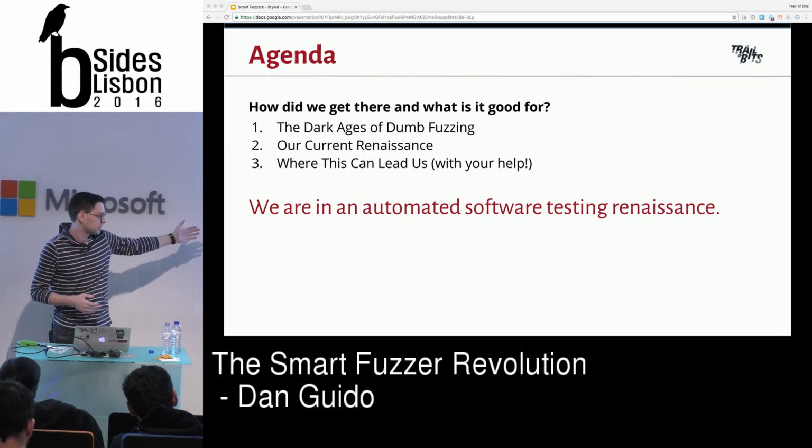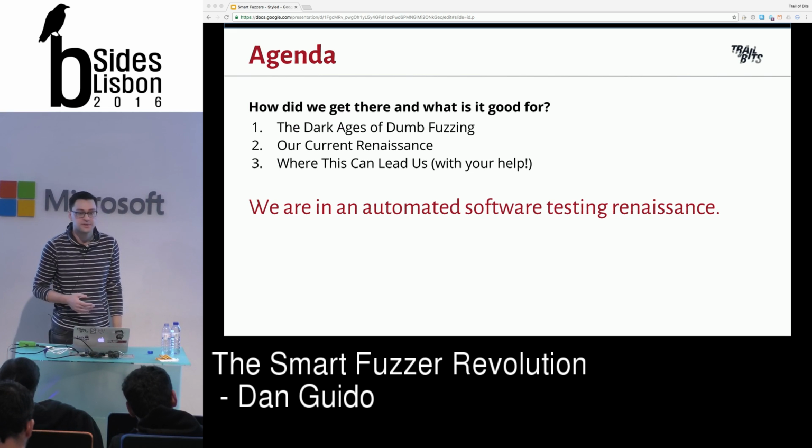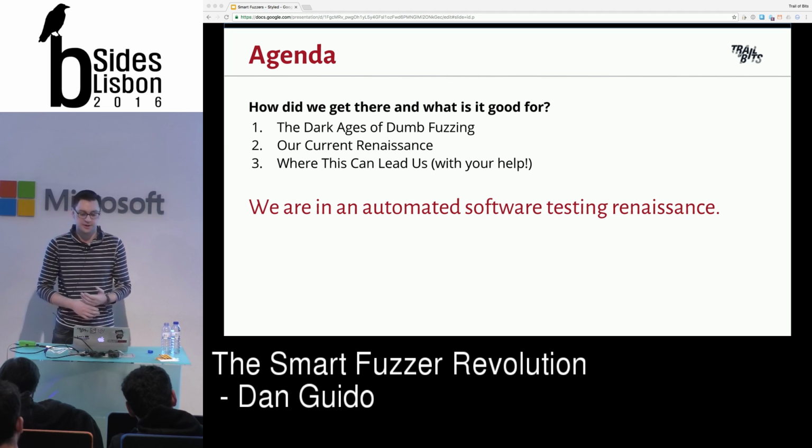So the summary here is we are in an automated software testing renaissance. It has never been better to work in this field than today.